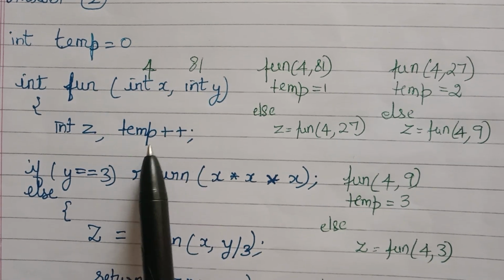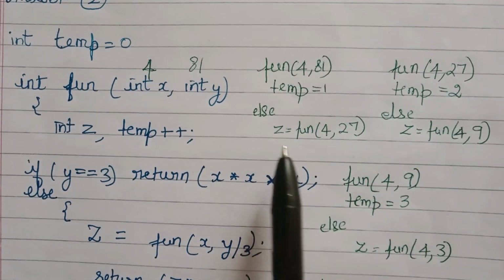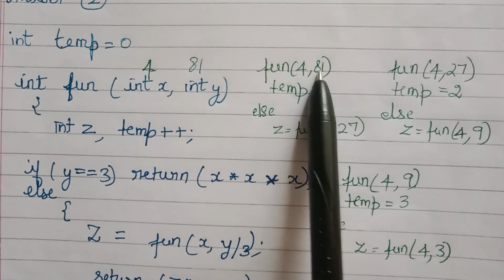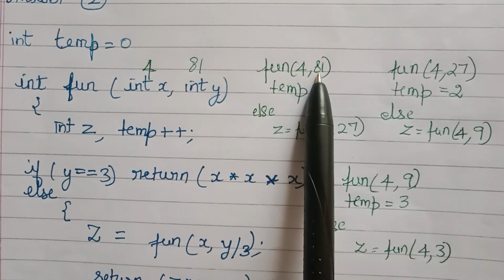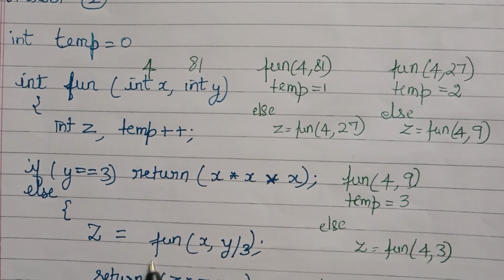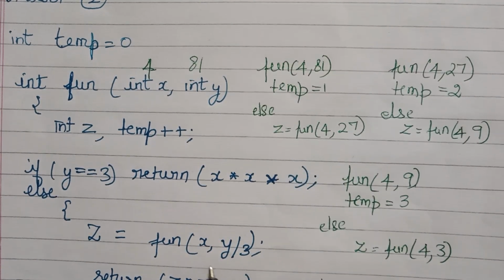Now temp will be incremented by 1, so temp becomes 1. Then here you find the if part, that is this is x and this is y, so y is equal to 3. This condition is not satisfied, so it goes to the else part. The else part is a call to the function with 4 comma, here again the x value is the same but the y value is divided by 3.